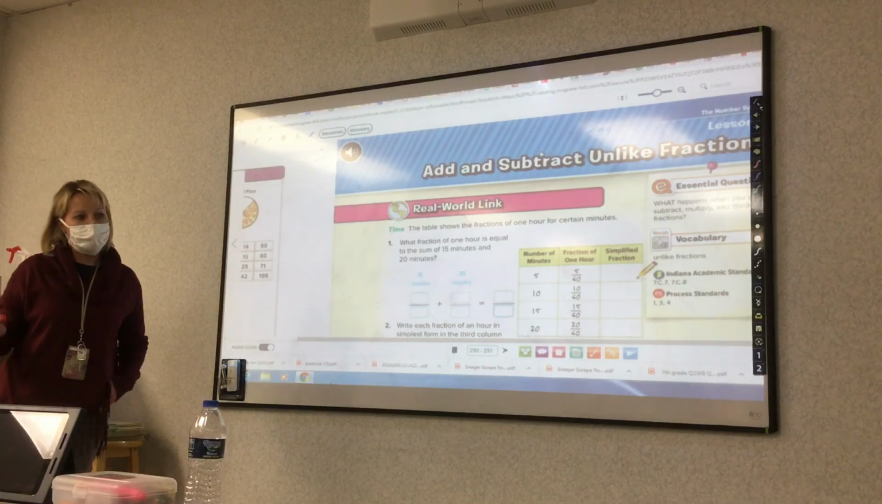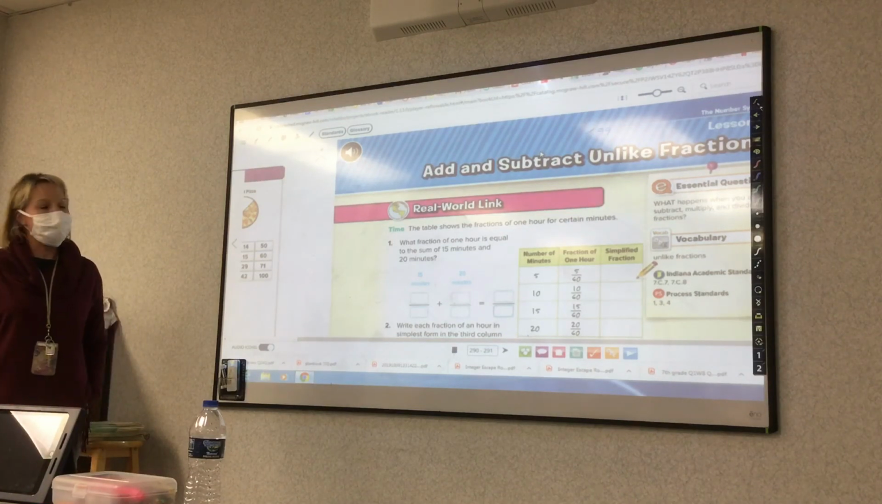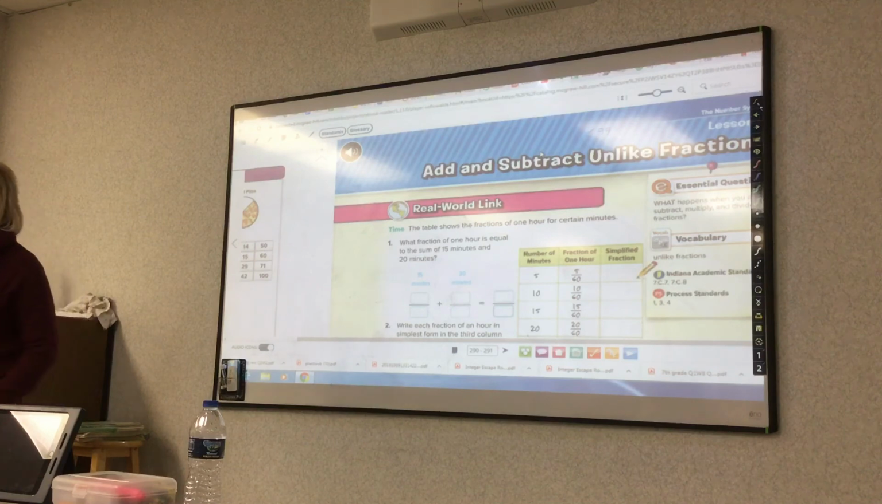Today we're going to work on fractions that are unlike fractions, which would mean they just have different denominators.